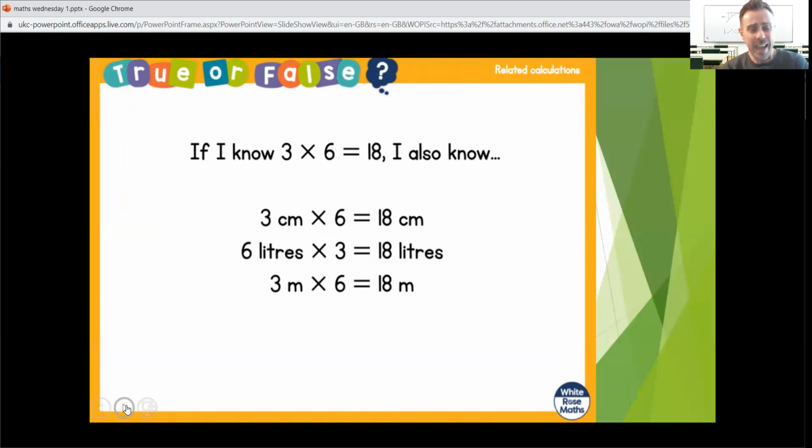So it says, if I know 3 times 6 equals 18, then I also know 3 centimeters times 6 equals 18 centimeters, 6 liters times 3 equals 18 liters, or 3 meters times 6 equals 18 meters. Is that statement true or false? Think about what we did yesterday and have a little think about it now. Decide on your answer, maybe a reason as well. Pause the video and then I'll go through it.